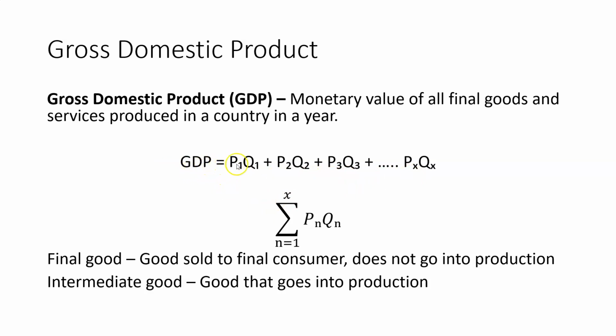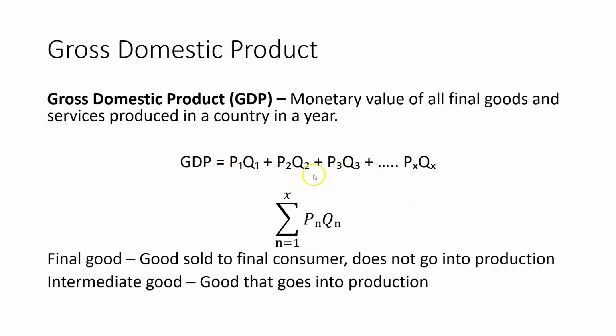GDP equals the price of the first good, let's say an apple. So the price of an apple times the number of apples produced last year. And we add that, which gives us the monetary value. The price times the quantity gives us a dollar value of apples. All right. So the price of a second good, let's say oranges, times the number of oranges. And we do that, we get the monetary value of the output of each good from the first one to the X good. And that gives us our GDP.